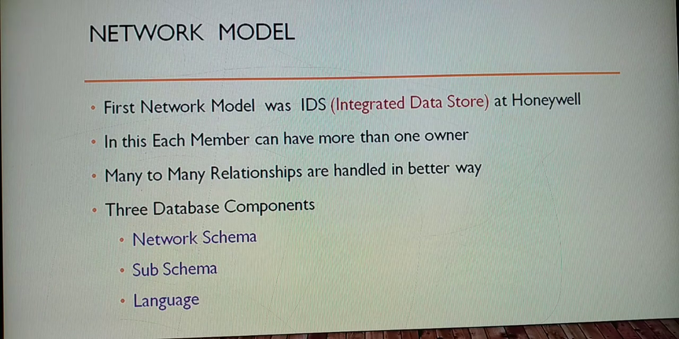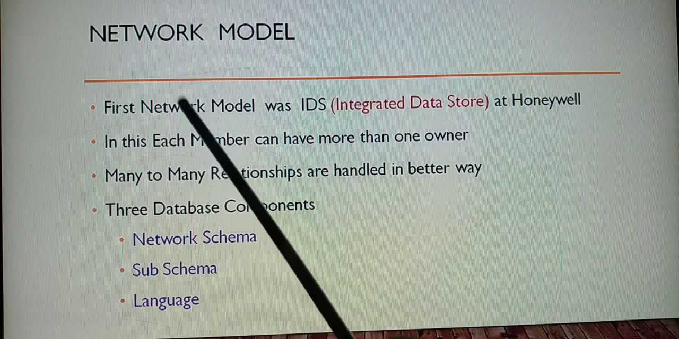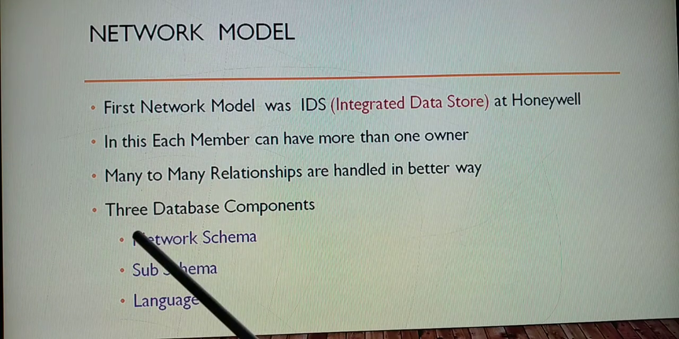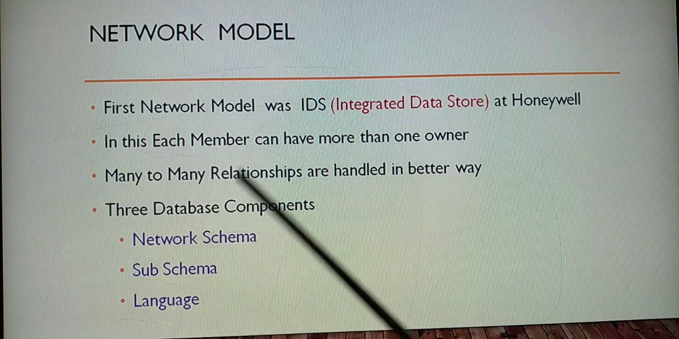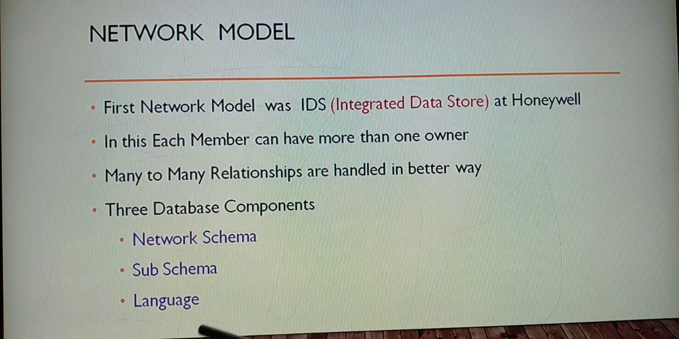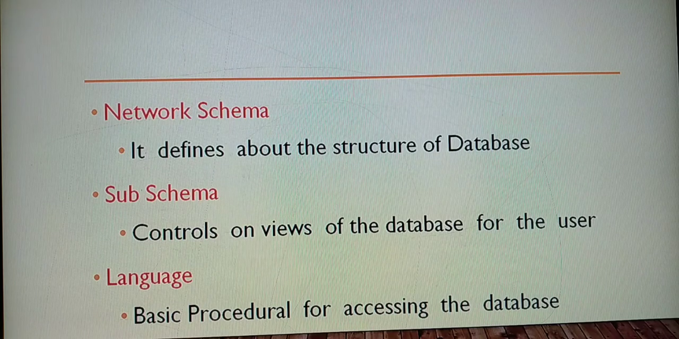So don't forget, continuously you will be having a full mark. There is a possibility to ask, write the 3 database components that are available in network model. It will be a 2-mark question for you. So write 3 database components that are in network model, means you have to write the network schema, sub schema, and the language. Here you have to write along with the explanation.